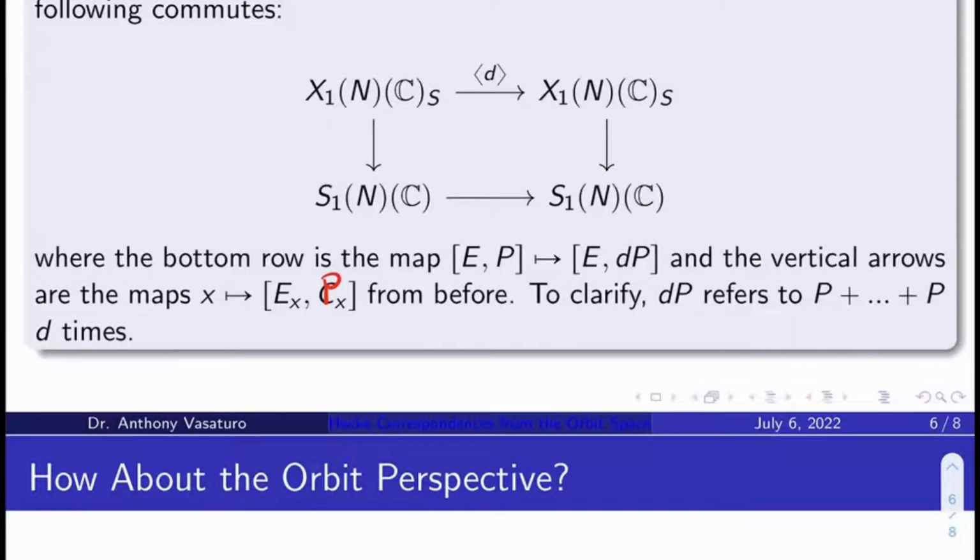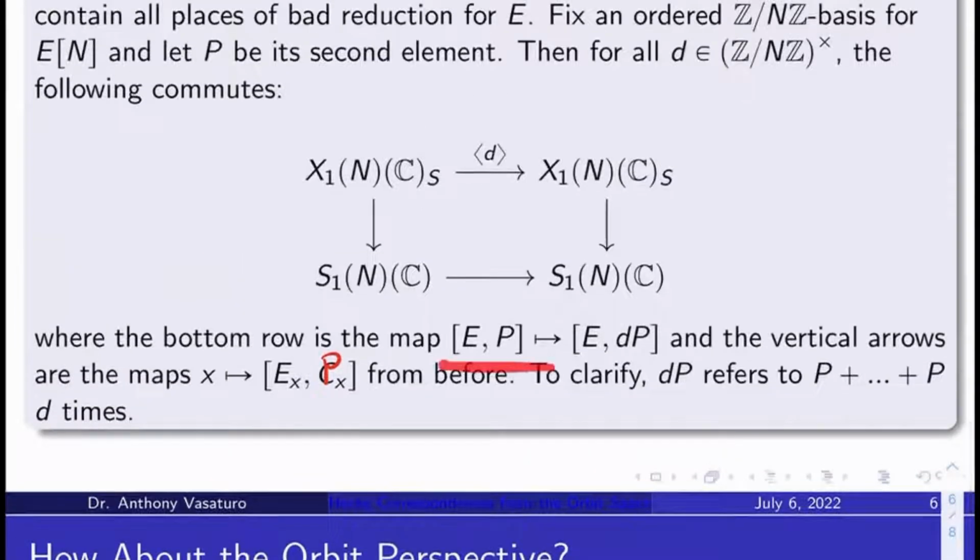That's all it is. So the diamond operator takes an enhanced elliptic curve equipped with an N-torsion point P, and it just sends it to the class of (E, dP). That's all it does. Okay, so very clean as promised.